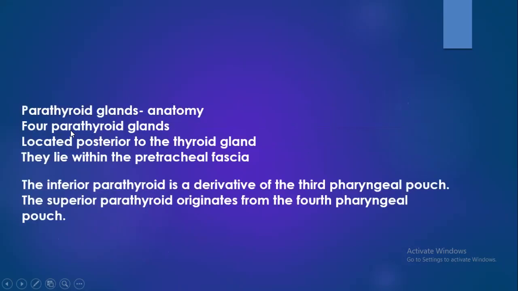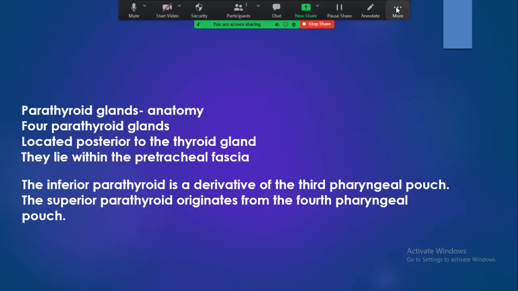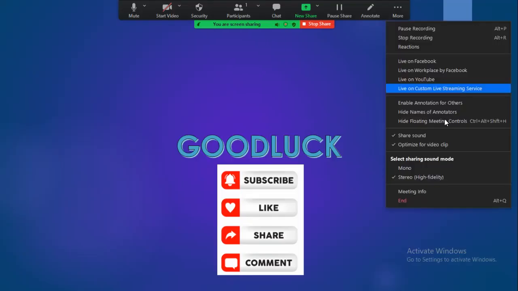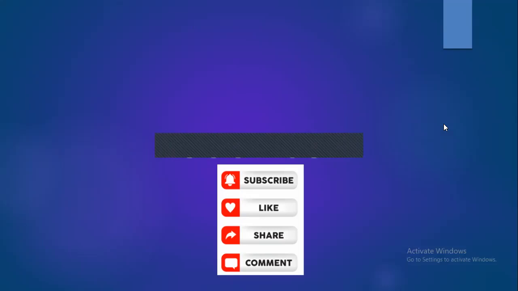Parathyroid gland anatomy: four parathyroid glands are located posterior to the thyroid gland. They lie within the pretracheal fascia. The inferior parathyroid is a derivative of the third pharyngeal pouch. The superior one comes from the fourth pharyngeal pouch. Thank you. This is the end of the session.